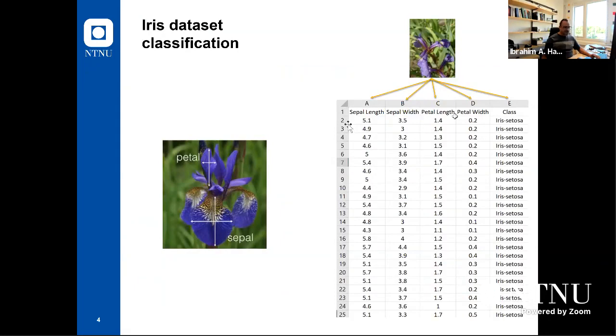So the Iris dataset, we studied it last time, but we can talk again about the Iris dataset and the Iris dataset classification problem. We have a dataset, and this dataset consists of 150 data points. Each data point consists of 4 features. Those 4 features are the sepal length, sepal width, petal length, and petal width. So the A, B, C, and D columns, we call them input features.